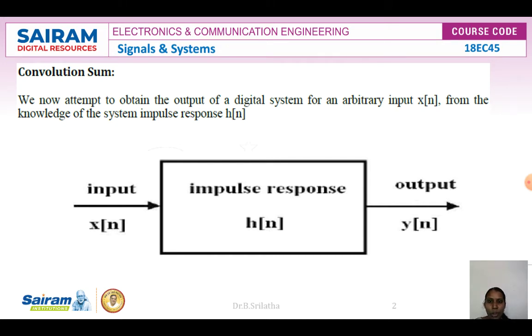We know that to obtain the output of the digital system, that is nothing but to obtain the response of any impulse function, we are going to use the convolution sum. So in that we are going to consider the input x of n, and from the knowledge of the system, the impulse response is h of n. So the input is x of n, the response is h of n, and the output is y of n. This is the simple block diagram of convolution sum. The impulse response we are indicating as h of n, the input is x of n, and the output is nothing but y of n.